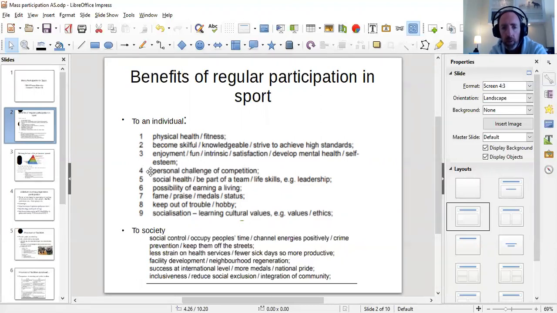Another example is personal challenge or competition, linking that back to point 2 of the individual and what challenges they seek. Social health, being part of a team. We are social creatures. We strive to be part of a social group, and being part of a team enhances that kind of social health. We learn life skills, developing life skills such as leadership through participation in sport and physical activity. An individual can benefit by earning a living. We're not talking about just performing here. We're talking about coaching, being a physical trainer, teaching. So there's lots of links there.